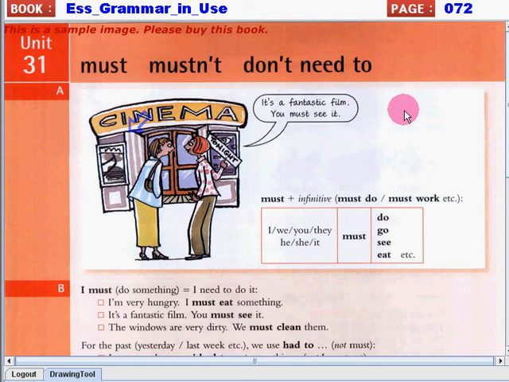Let's take a look at this picture. We can see two girls in front of a cinema. One girl said, "It's a fantastic film. You must see it." So, what does the girl mean by what she said?